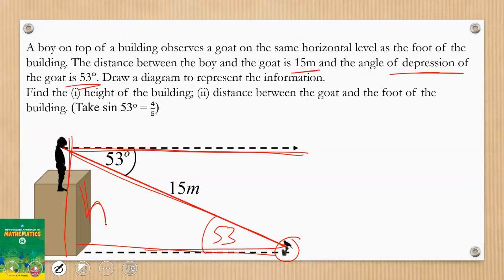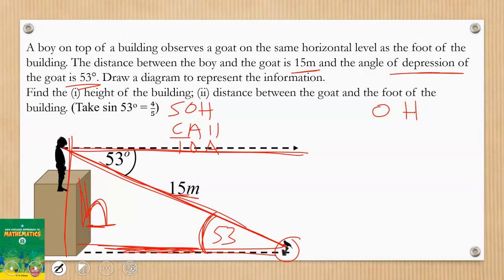Now, in that case, this angle will have the opposite to be h, and then the adjacent will be the distance here, which we don't know. But we know the hypotenuse to be 15. So which SOHCAHTOA can we use? Are we going to use SOH, or CAH, or TOA? To know what to use, ask yourself, what do you want? You want to find h, which represents the opposite, and you have the hypotenuse. So which one will be appropriate?